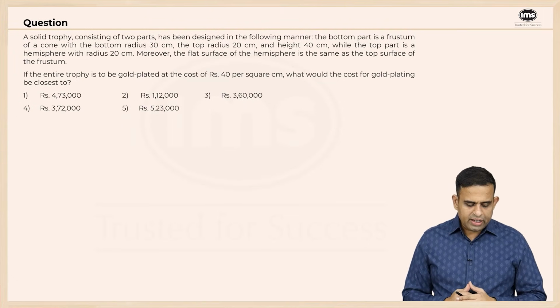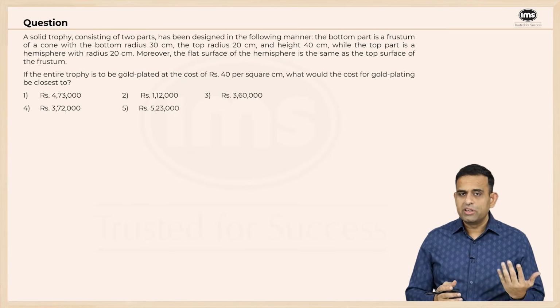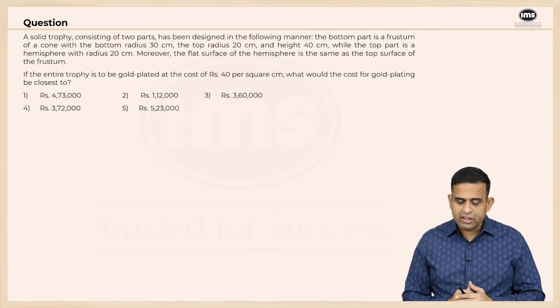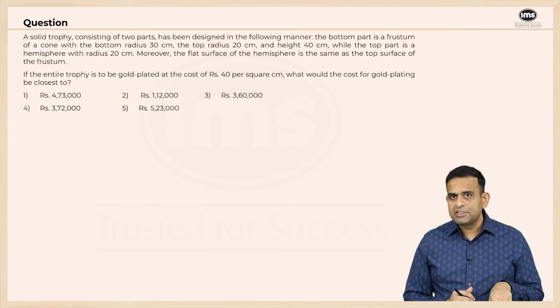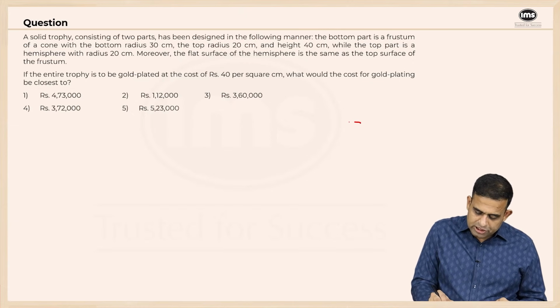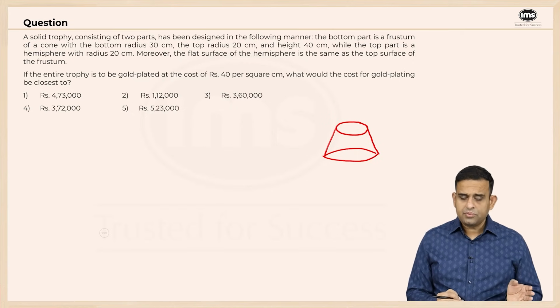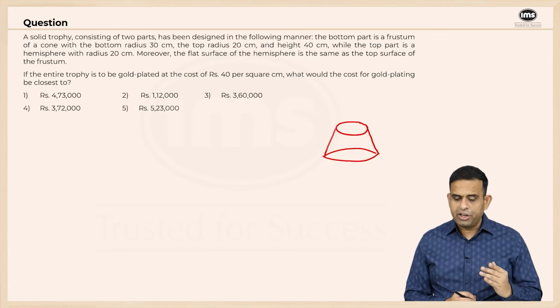In the next sum, it is given that a solid trophy consisting of two parts has been designed in the following manner. People who are good with 3D geometry would be able to do it very comfortably. The bottom part is a frustum of a cone with a bottom radius of 30 centimeter and a top radius of 20 centimeter. So we have a frustum of a cone, something like this, of this nature. Top radius 20, bottom radius 30, and a height of 40.